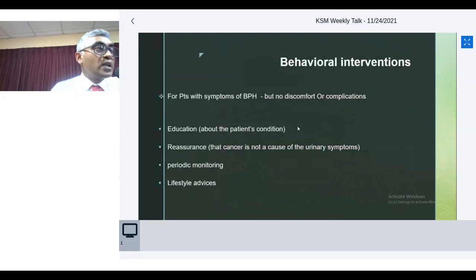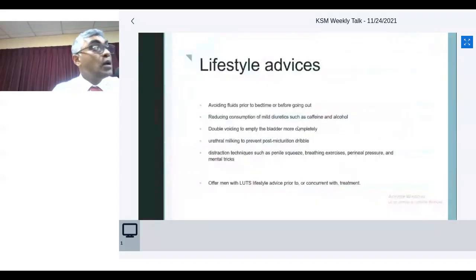So what are the behavioral interventions we can do? We can educate the patient about their condition, and we can teach them what to expect or how they can find out whether symptoms are worsening. And we can reassure the patient, because most of them will come to you with a fear of malignancy harboring inside the body, because prostate cancer is a well-spoken topic all over the world. And we can monitor them periodically, maybe yearly, maybe half yearly, and we can give them lifestyle advice. So what are the lifestyle advices we can give?